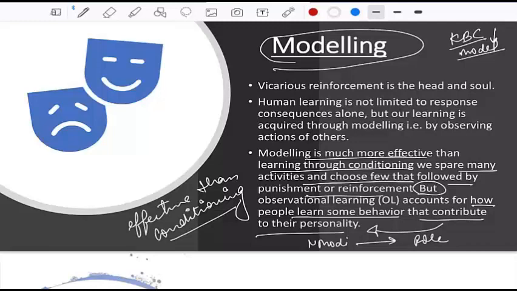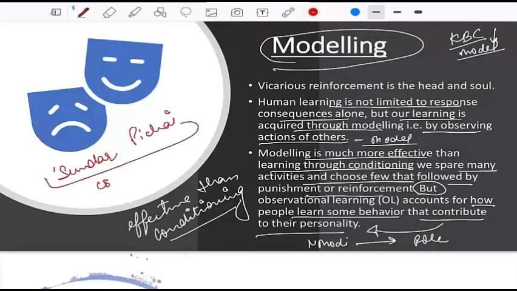What we have seen till now, human learning is not limited to response consequences alone, but our learning is acquired through modeling, that is by observing actions of others. Here is your model. You can see Sundar Pichai. He is the CEO of Google, but still he is very down to earth, and the way he attends to people is very warming. So you can learn this thing from him.